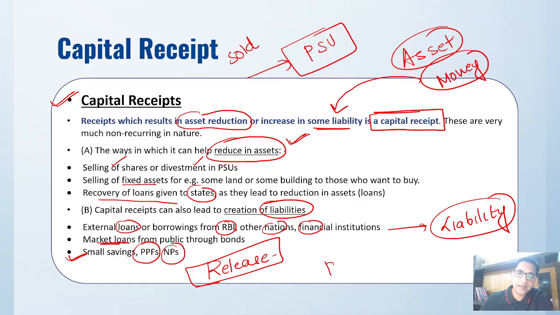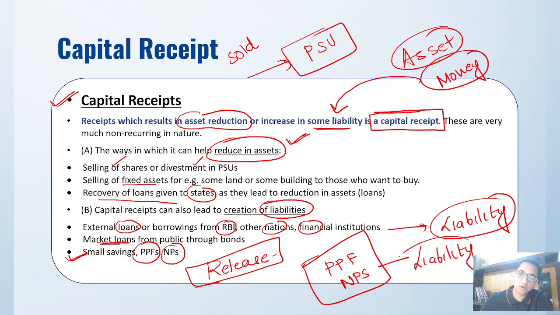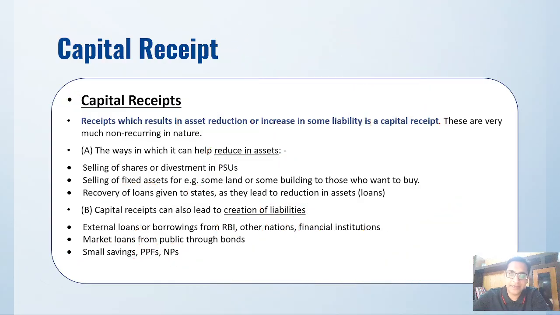We put our money in PPF, we put our money in the national pension scheme. These are government schemes where the government has to pay a certain high degree of interest. So that means there is a liability on the government to pay back this money, right? So a capital receipt sometimes creates assets, and sometimes a capital receipt creates liabilities.